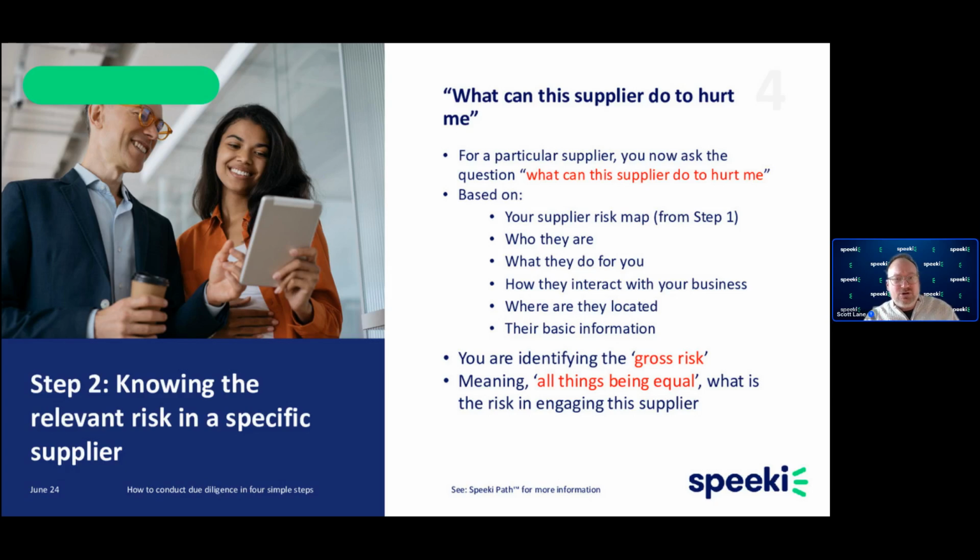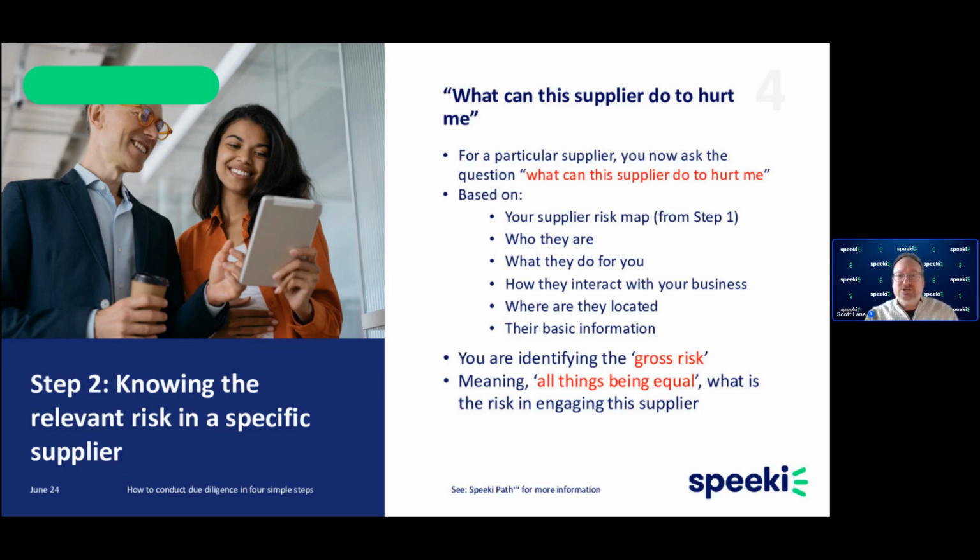So as you go through this process, you're starting out with this high level map of gross risks. And then you're saying to yourself, as I apply that set of gross risks to a particular supplier, how is that going to be relevant to me? So all things being equal, what is this supplier going to do that could hurt me? Is that assessment of that gross risk correct or not for this particular supplier? Again, based on the information that you know about them or that you have collected.